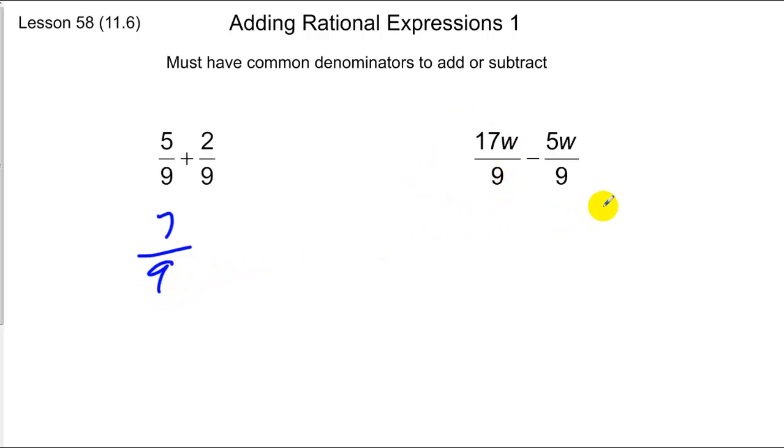So here's an algebraic expression. Two terms, again, common denominators of 9. I notice I have like terms on top, so nothing really needs to be done except adding the coefficients, or in this case, subtracting the coefficients up top. So I say 17w minus 5w is 12w over 9. And you'll see that I have nothing but multiplication left and products, so I can reduce the 12 and the 9, so this goes to 4w over 3.